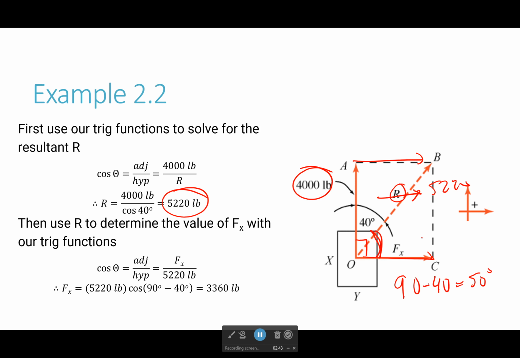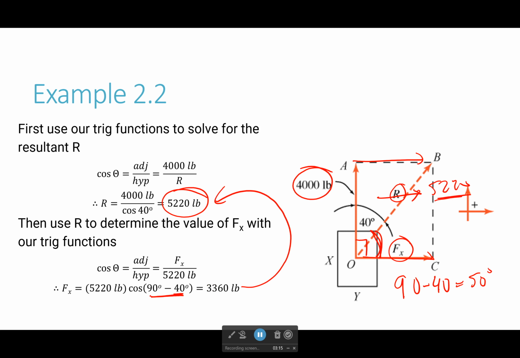So I know what the hypotenuse is, 5,220. I don't know what the adjacent side is. I know what the angle is. It's just 90 minus 40 degrees because we always have that right angle. And so we plug everything in and we get 3,360 pounds. That's just that component right there. We're just using our trig functions. That's all we have to do to solve this problem. And we're done. With that, we have the answer. It's 3,360 pounds. And it once again makes sense because it should be smaller than our 5,220 pounds.